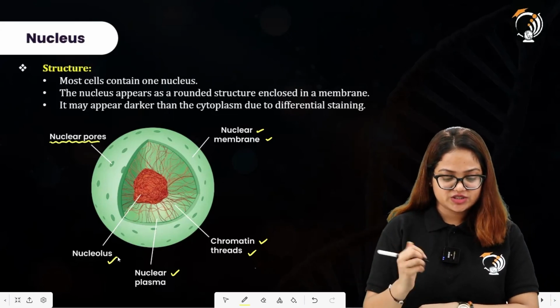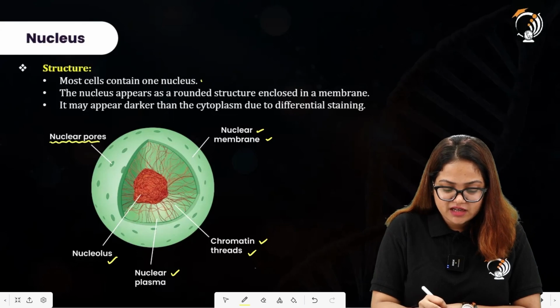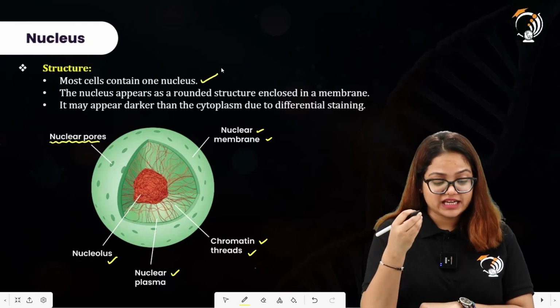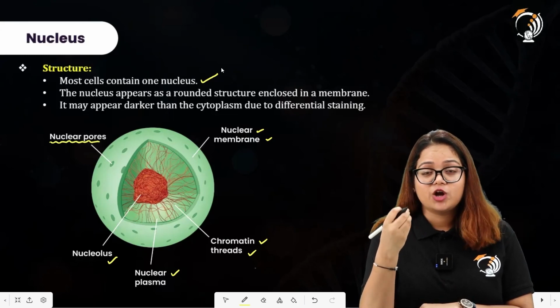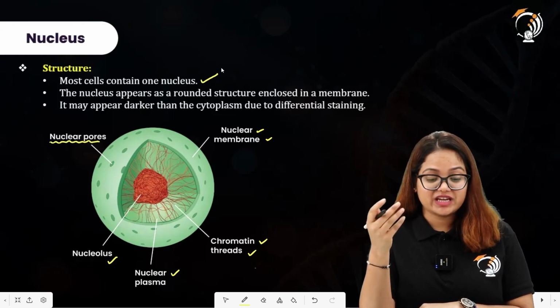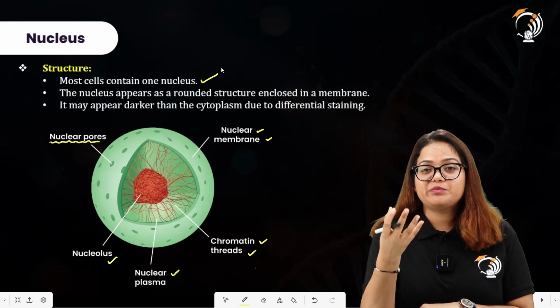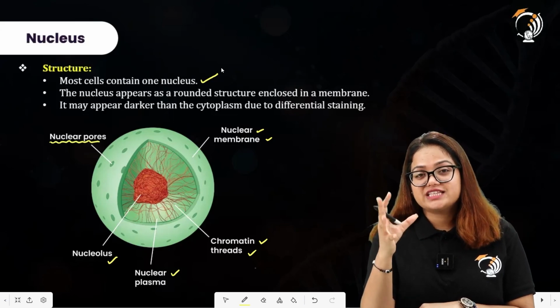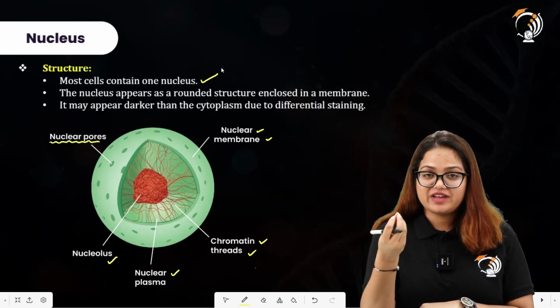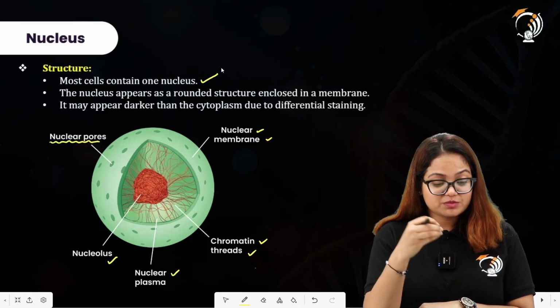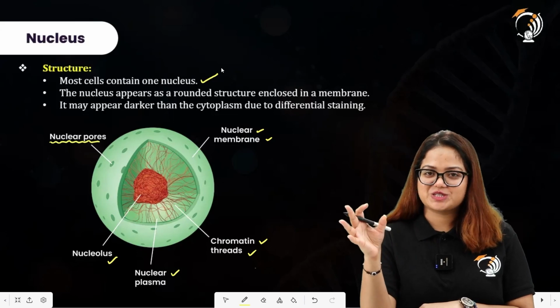So what is the statement saying here? Most cells contain one nucleus. So why does it say that most cells contain one nucleus? Why did it not say that all of the cells contain one nucleus? So there is this feature, we can say polyploidy, in which cells have more than one nucleus. All right, so that's why we have taken this statement that most cells contain one nucleus only.